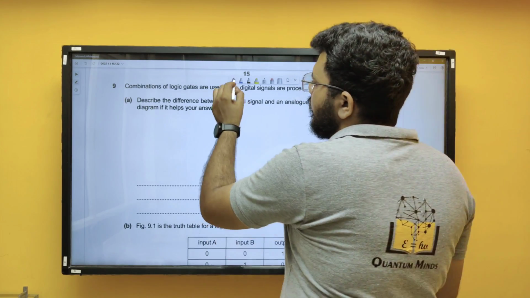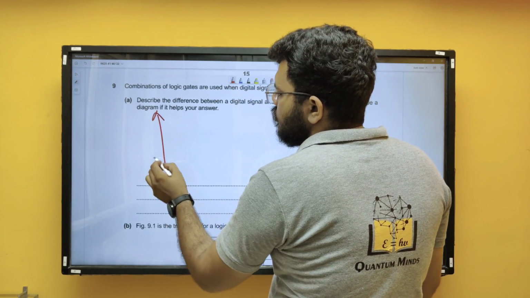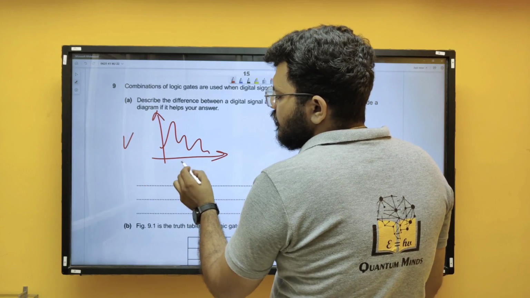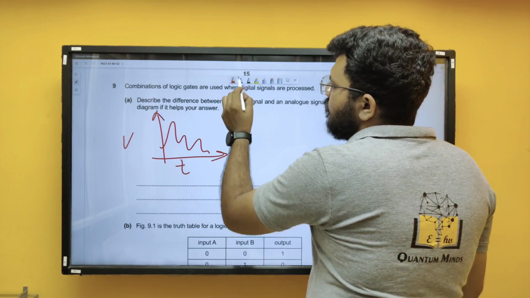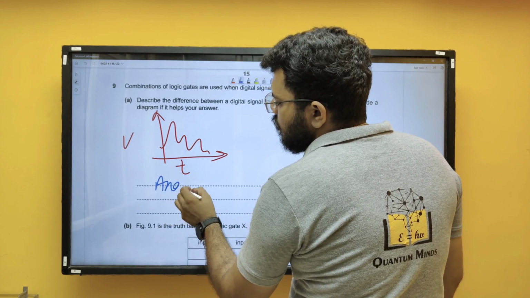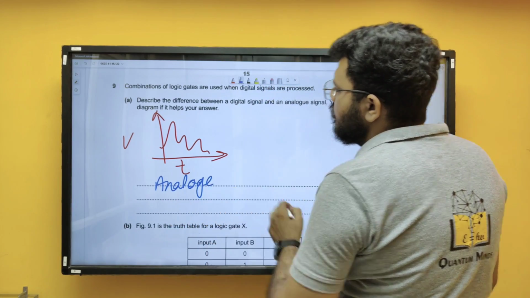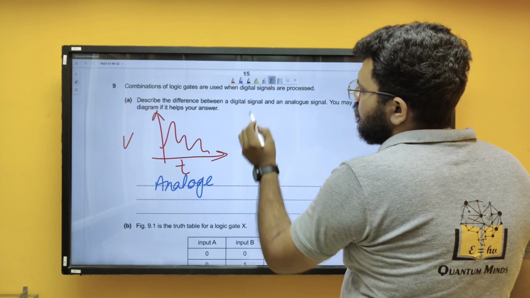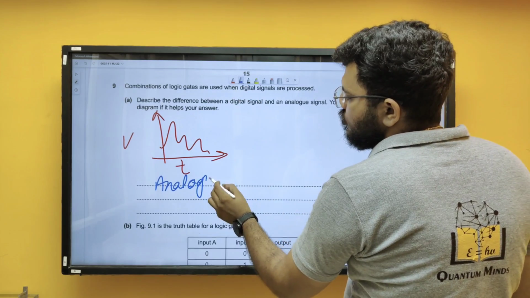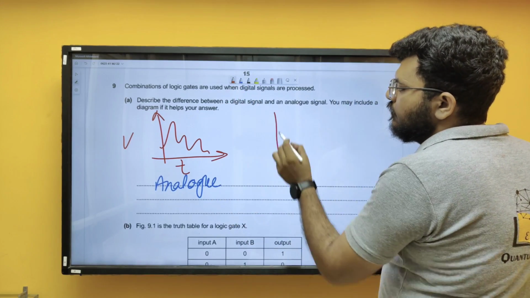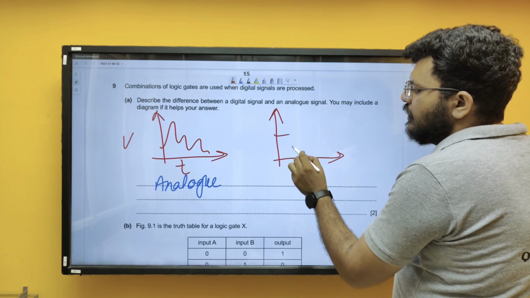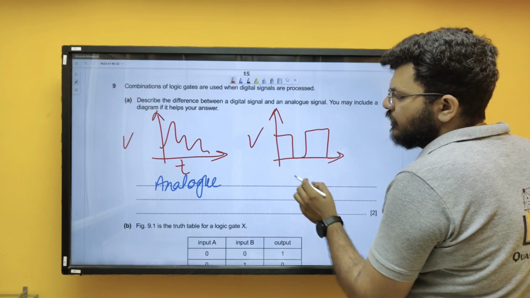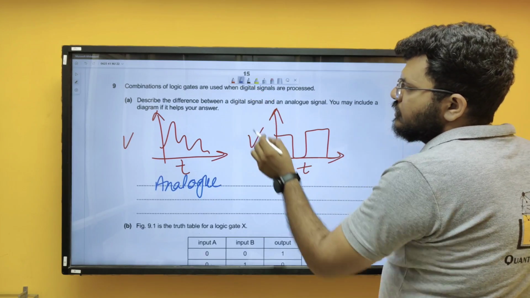You may include a diagram if it helps your answer. So we have analog signal, right? So I will write voltage versus time, and I will mention this is analog signal. Okay, am I spelling it correct? No, I am not. Then we have digital signal, right? So true or false, right? Nothing else. So we have voltage and time. What is this?